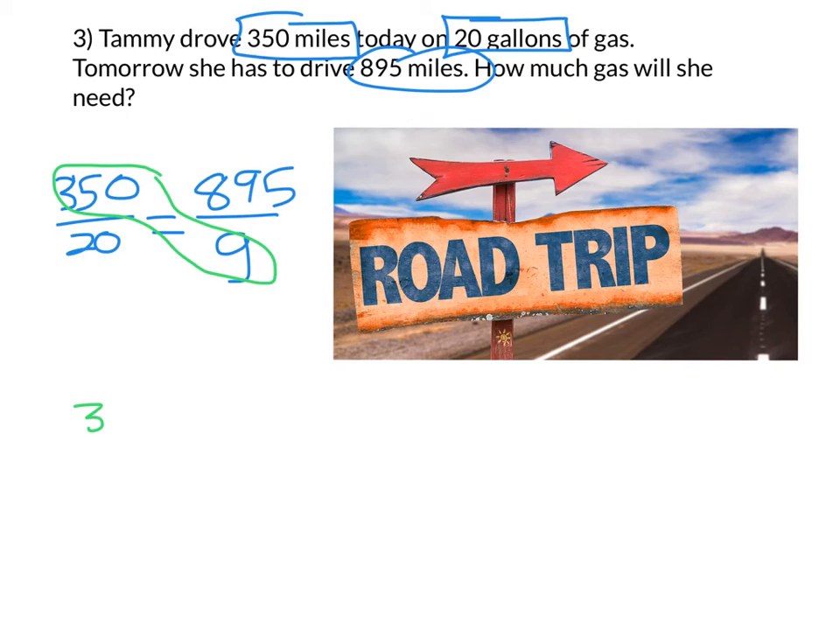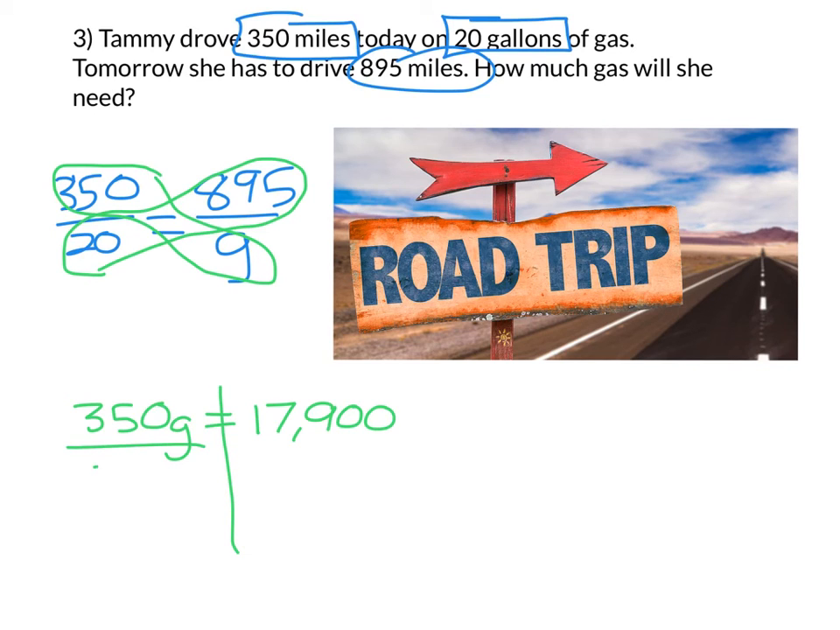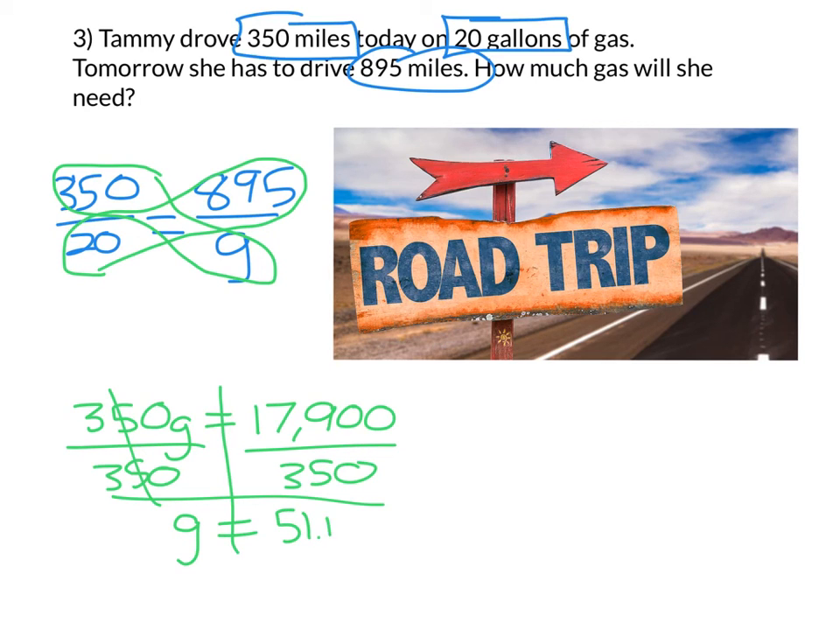Now I can find the cross product. 350 times G, if we multiply the numerator by the denominator on the other side, and 20 times 895. That's going to give us 17,900. Now, simple one-step equation here. We are just going to divide by 350. Divide by 350, and we have G equals 51.1428571, and that's going to keep going.